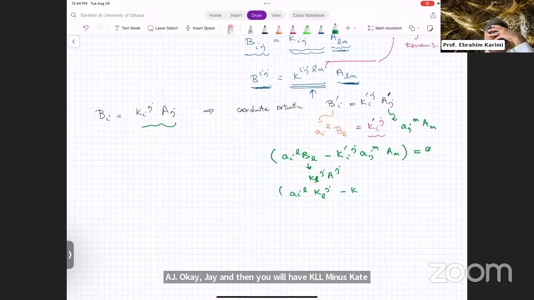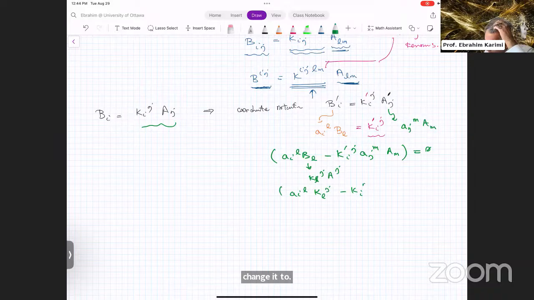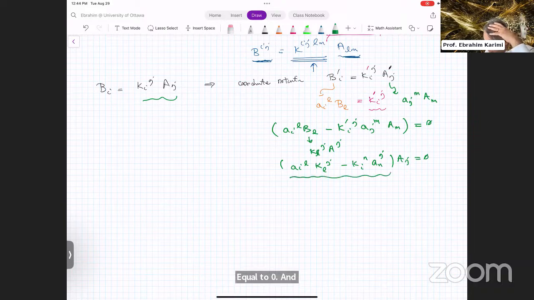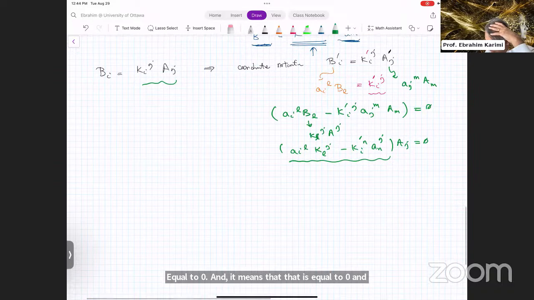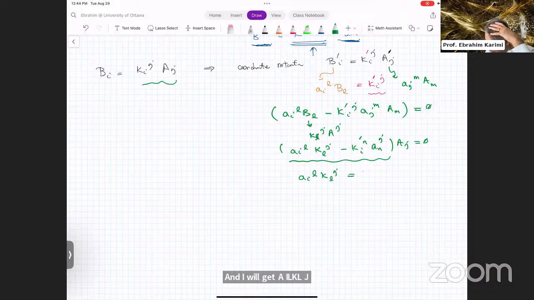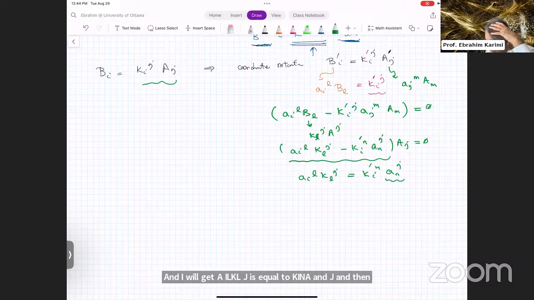That's the J. I will go with I. The other index, I will change it to N, and the index of M, I will change it to J because I want to factor it out, and it will be A_J equal to zero. And it means that this is equal to zero, and that has a prime index. And I will get A_IL K_LJ is equal to K_IN A_NJ. And then I can use the orthogonality of that. And then I will get K_IN prime is equal to A_IL.